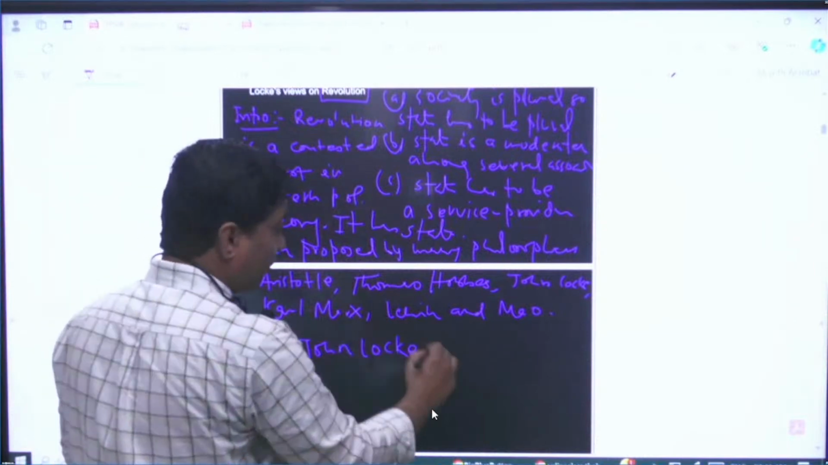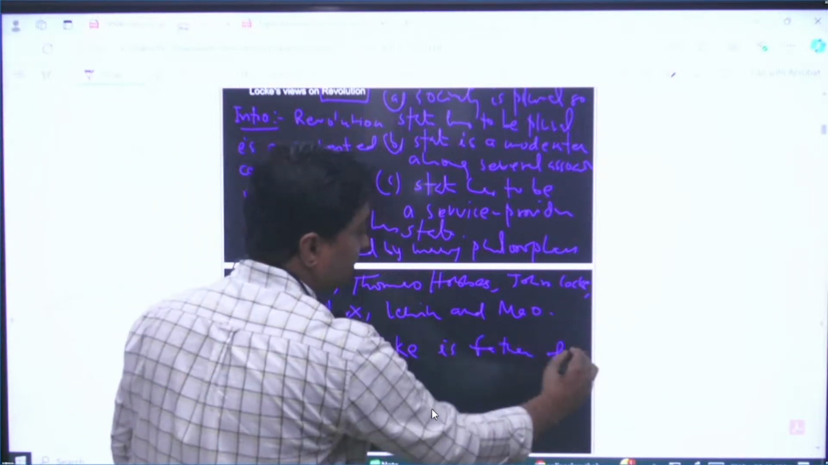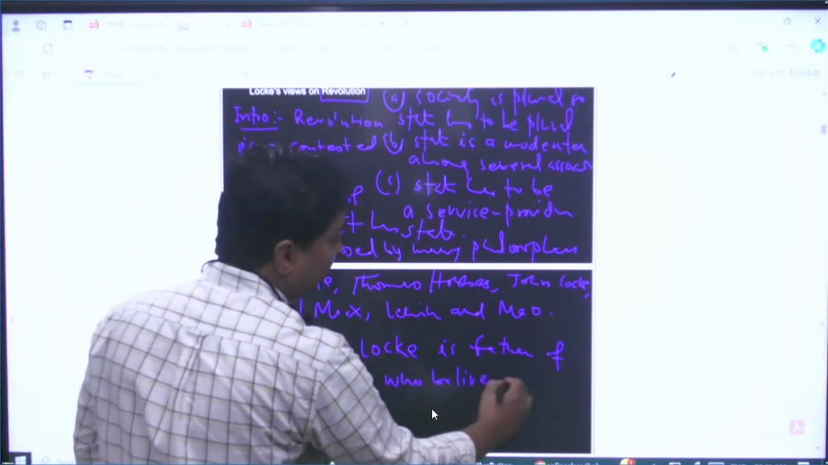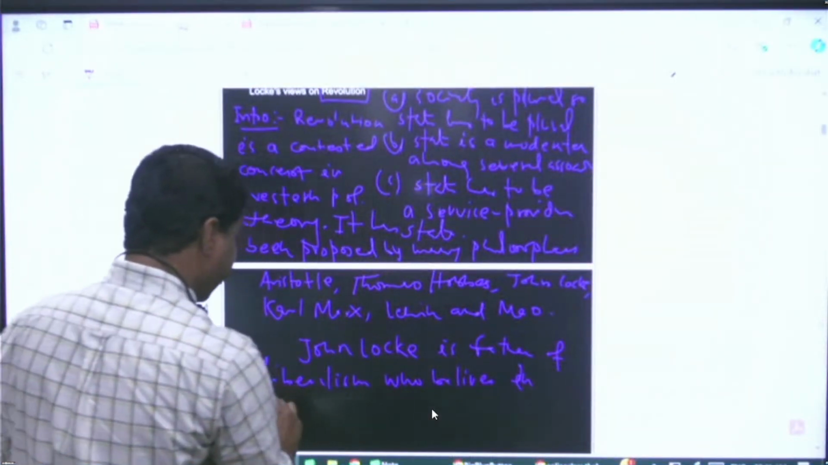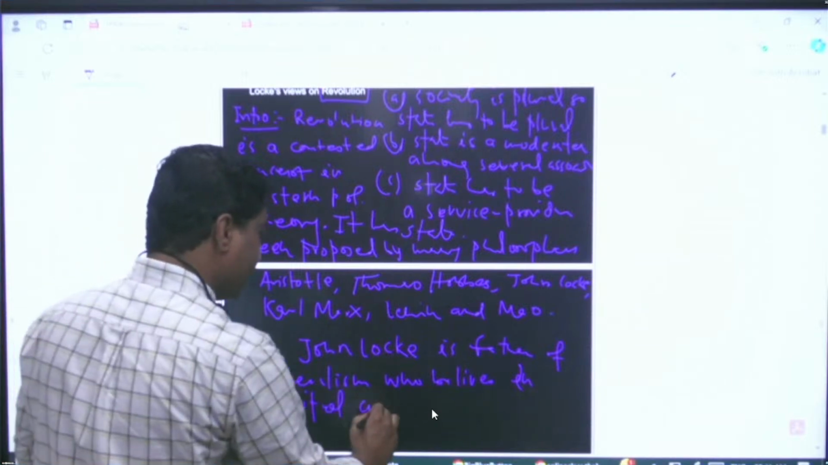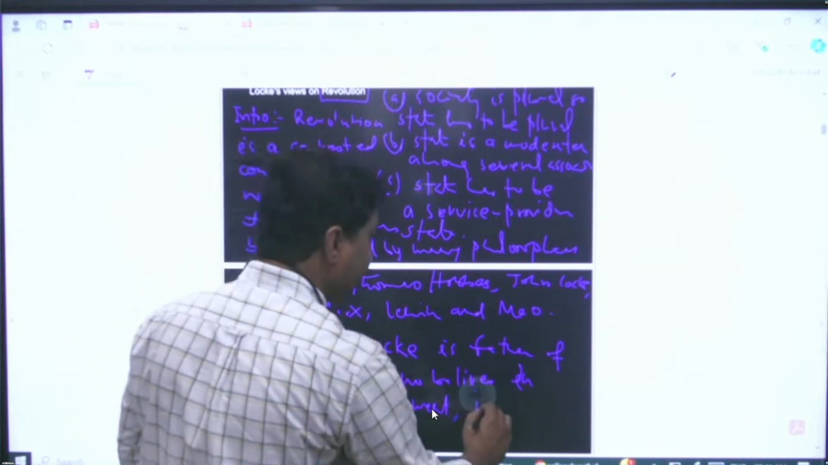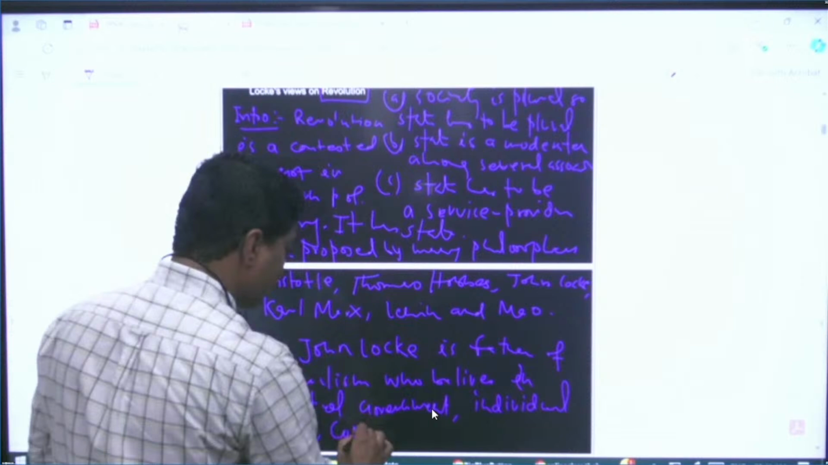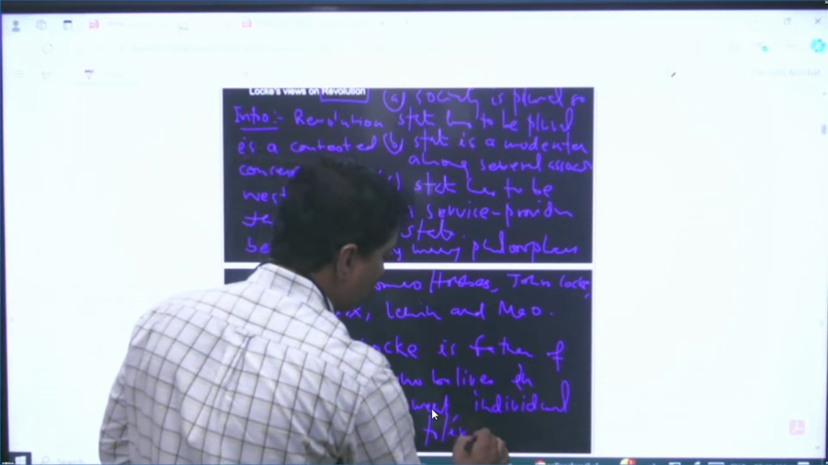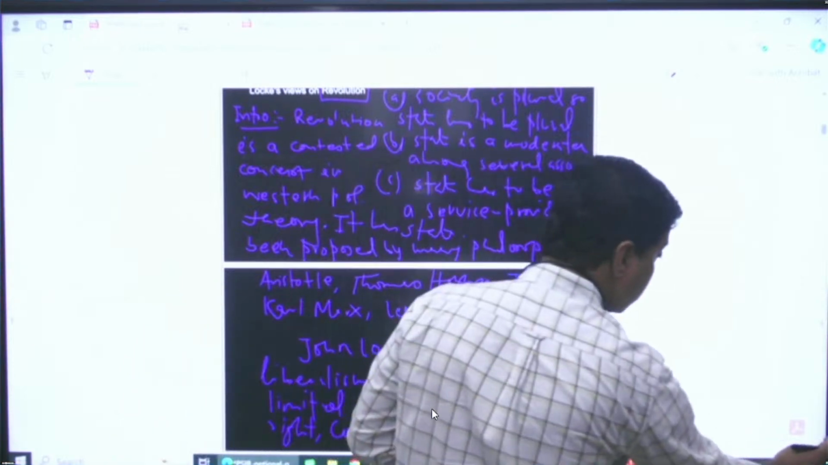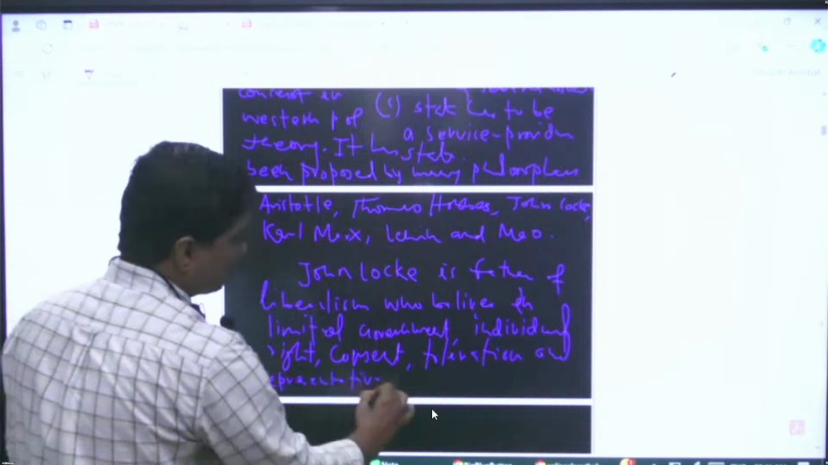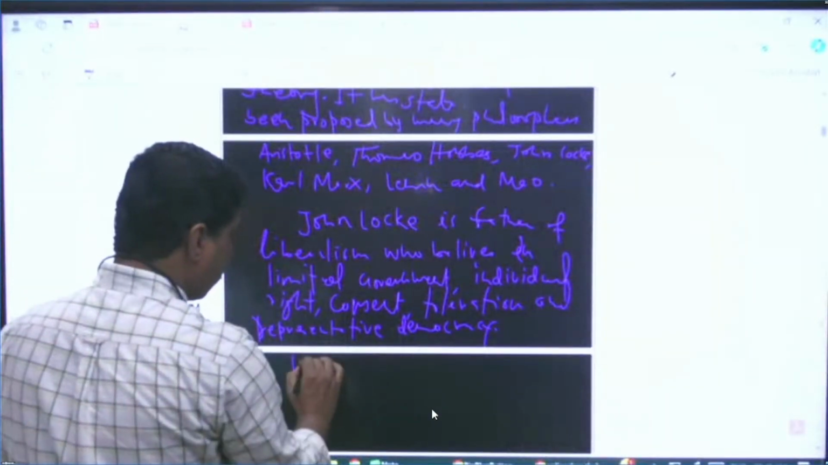John Locke is the father of liberalism, who believes in limited state, limited government, individual rights, consent, toleration, and representative democracy, right? Now you have to compare with Hobbes.